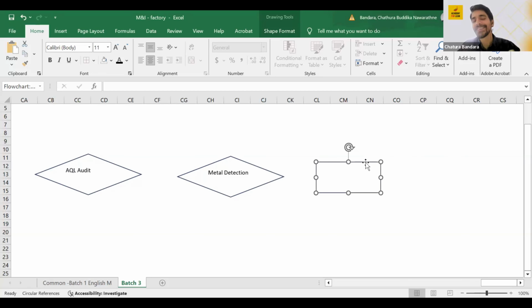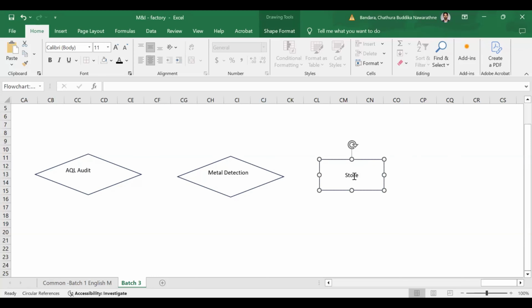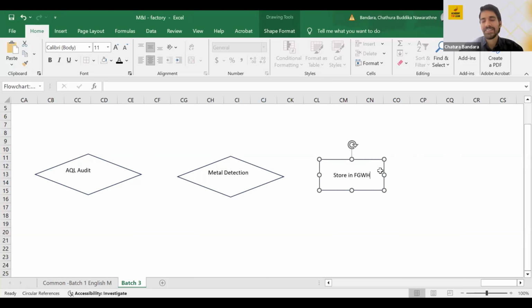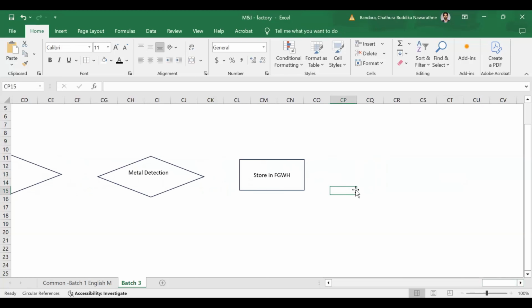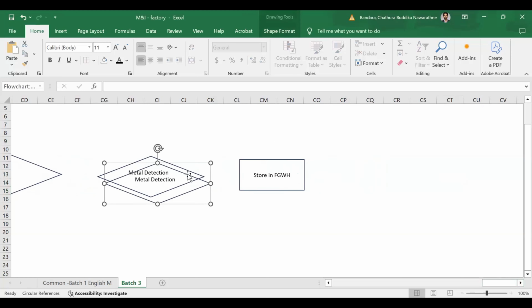Is it going to warehouse or what? Is it store in warehouse? You mentioned that actually. Okay, it should be store in warehouse, right? We can't write going to warehouse because that's transportation. It should be store in finished goods warehouse. I'll write it in short form. Store in warehouse. After that, you said inspection again, final inspection. Okay.